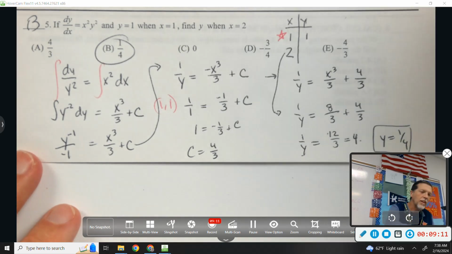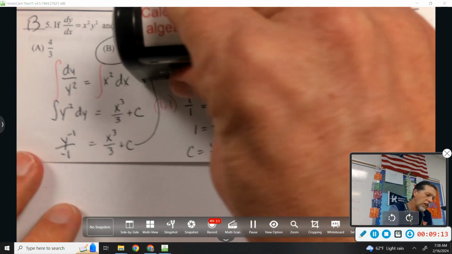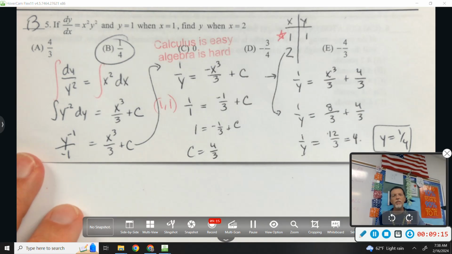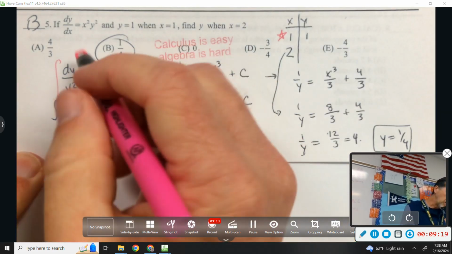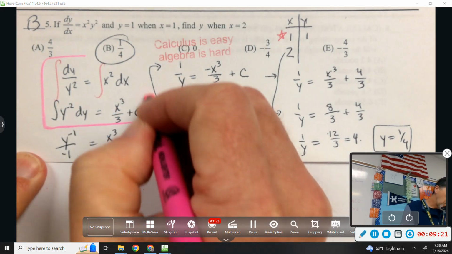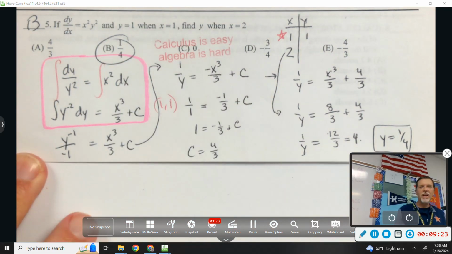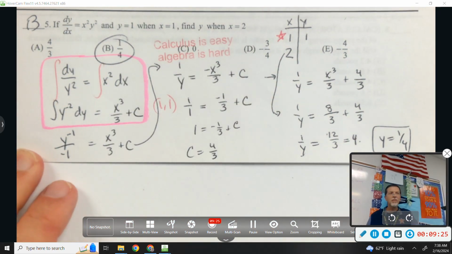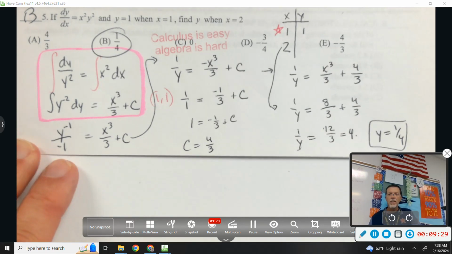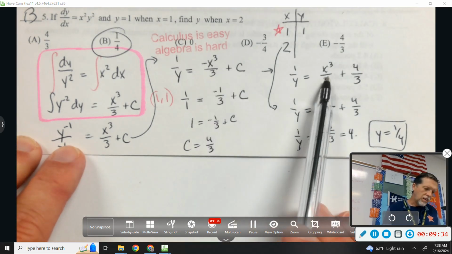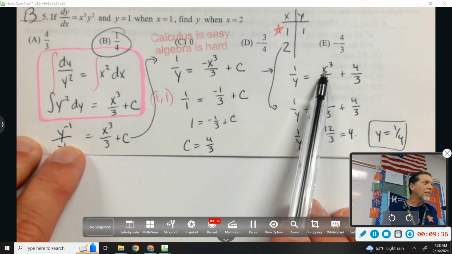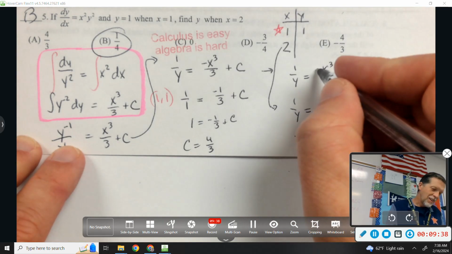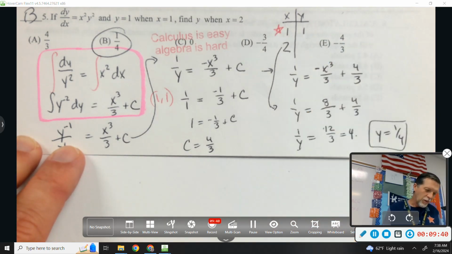Man, it feels like this whole test deserves the "calculus is easy, algebra is hard" stamp. Right? Because here's another problem where it's one calculus step and a whole bunch of algebra steps. Uh-oh, did I mess something up? Yep. Is that what you were thinking? Same thing, Ian? Yeah. Where did the negative go?